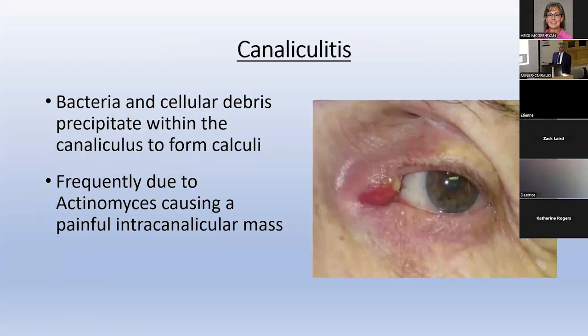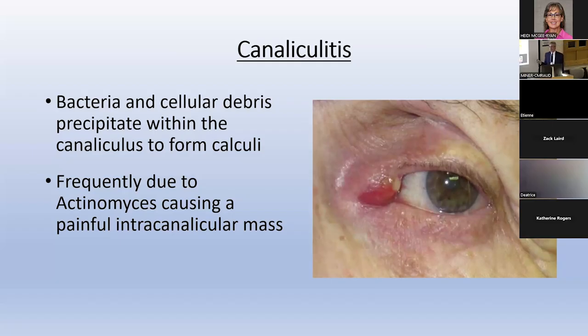Okay, if a patient has a downstream obstruction, they can get a full-blown nasolacrimal duct obstruction, or they can have a blockage in their canaliculus. The canaliculus runs from the punctum to about the medial canthus, right about there where the lacrimal sac begins over here. Bacteria stagnate in there, mucus, dead cells all precipitate. And if they have a blockage, sometimes they'll get a stone that forms in there. Actinomyces is a bacteria that causes this.